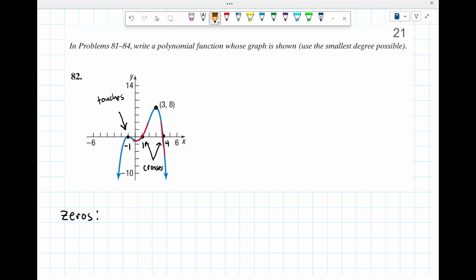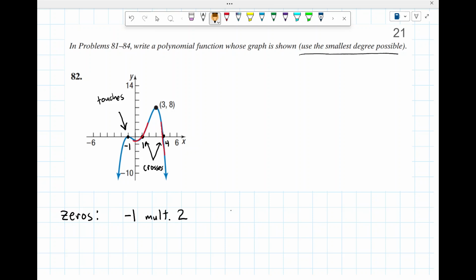So let's list our zeros with their multiplicity. First, we'll start with -1. So -1 is a 0, and what multiplicity do we want to give it? Since it touches the x-axis and does not cross it, it must have an even multiplicity. Now, since we want to use the smallest degree possible, we want to keep our exponent as low as possible. So we're going to use the smallest positive even number for our multiplicity, which is 2.